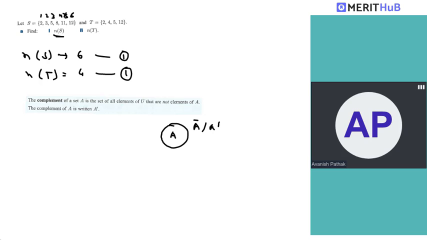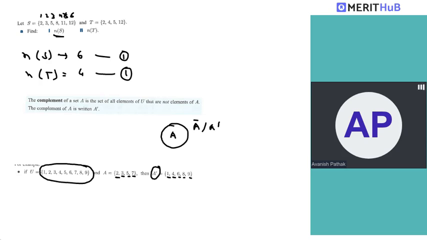If suppose we have a universal set of numbers from 1 to 9, and A has elements 2, 3, 5, 7, then A dash will be the set of elements which are not in A. Excluding 2, 3, 5, 7, we have 1, 4, 6, 8, and 9 in the universal set. So A complement is the set of elements not in A but present in the universal set.